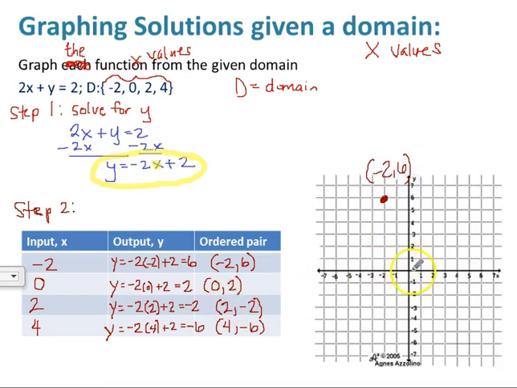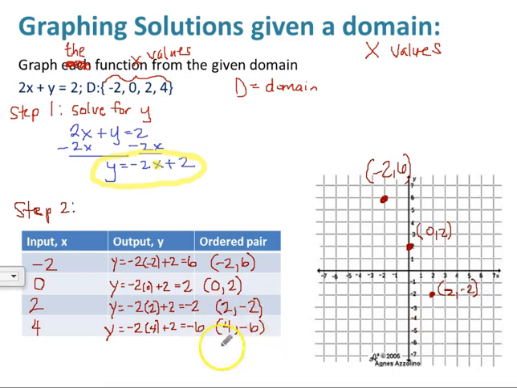Plot my next point, which is (0, 2). I don't go left or right, and I go up 2. So that's the point (0, 2). Then I go to the point (2, -2). I'm going to go to the right 2 and down 2, and that would be this point right here. So I went (2, -2).